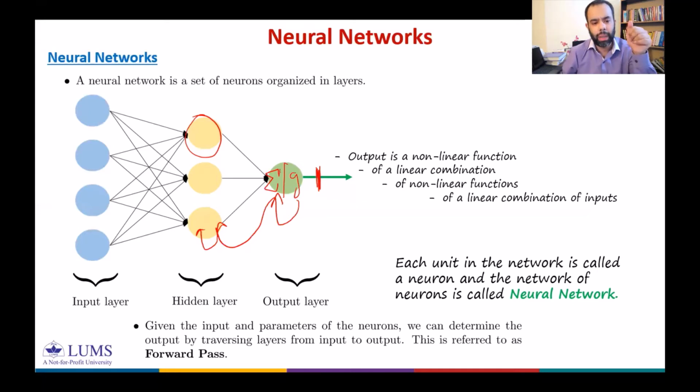What are the parameters of a neuron? For each neuron, we have weights and a bias term. The activation function is a hyperparameter, not a parameter. So given the definition of the neuron, the activation function, the input, and the parameters of the neurons, we can determine the output by traversing the neural network layer by layer. Once we reach the output, we can determine it. This traversing from left to right, from input to output, is referred to as the forward pass.